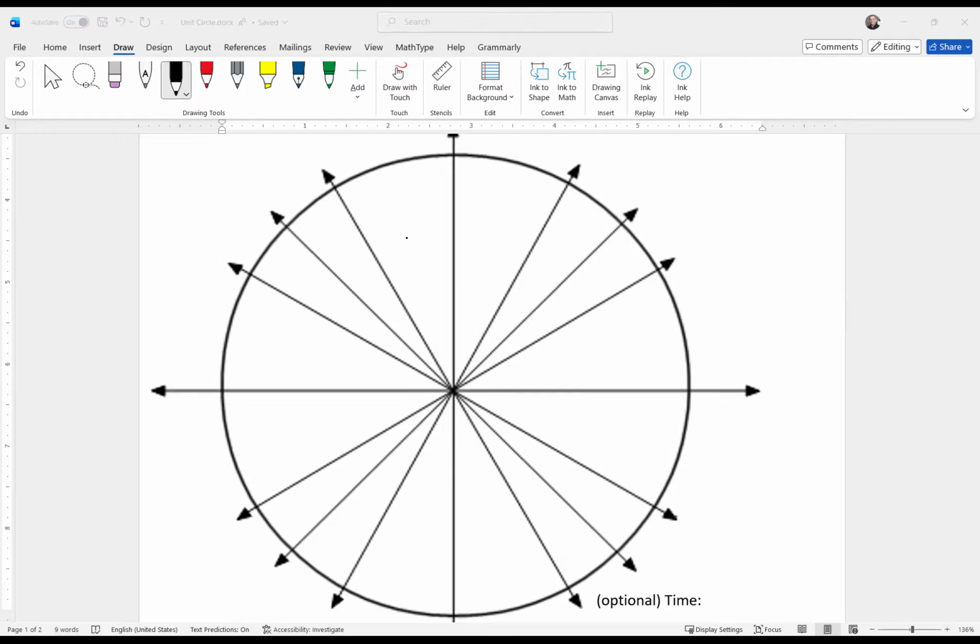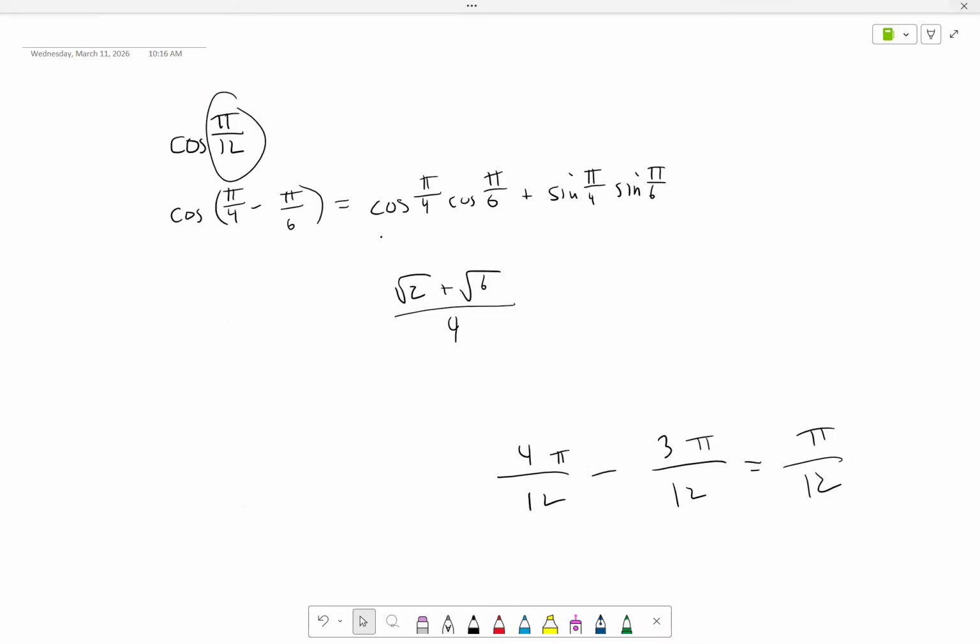Degree mode. Okay. Could you go back to how you were doing it? How you got the root 2 plus root 6? Sure. Cosine of pi over 4 we know is root 2 over 2. Cosine of pi over 6. Multiplying that, etc. I'm just going to finish up for completion's sake. And this is 1/2.